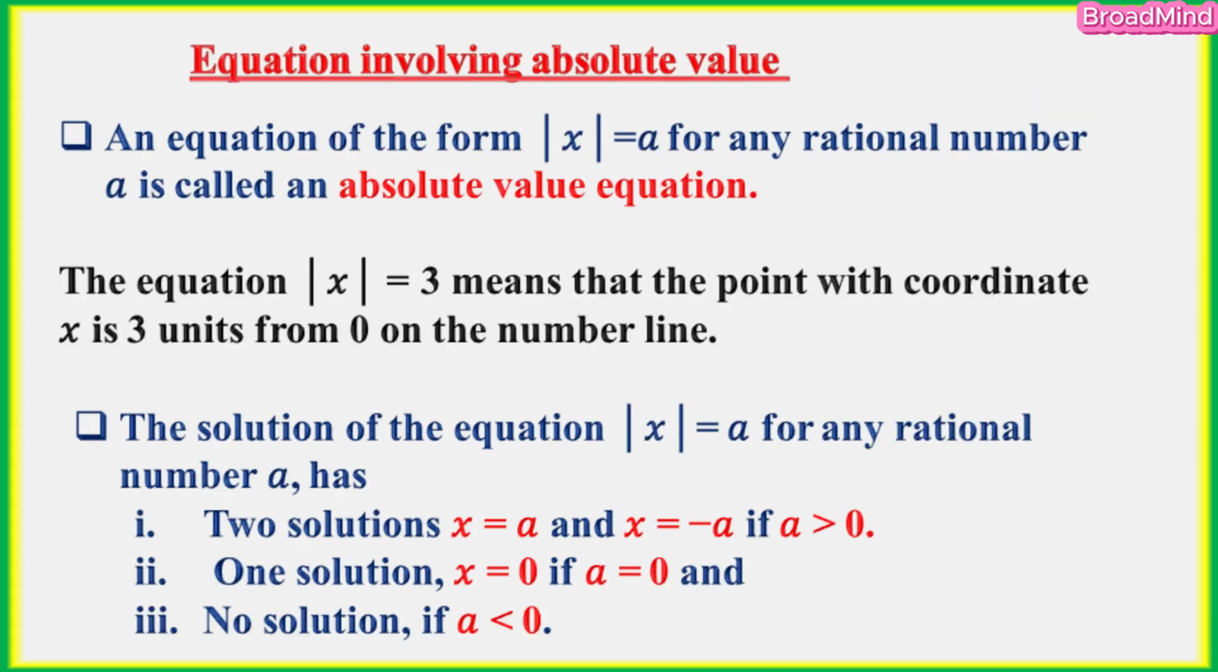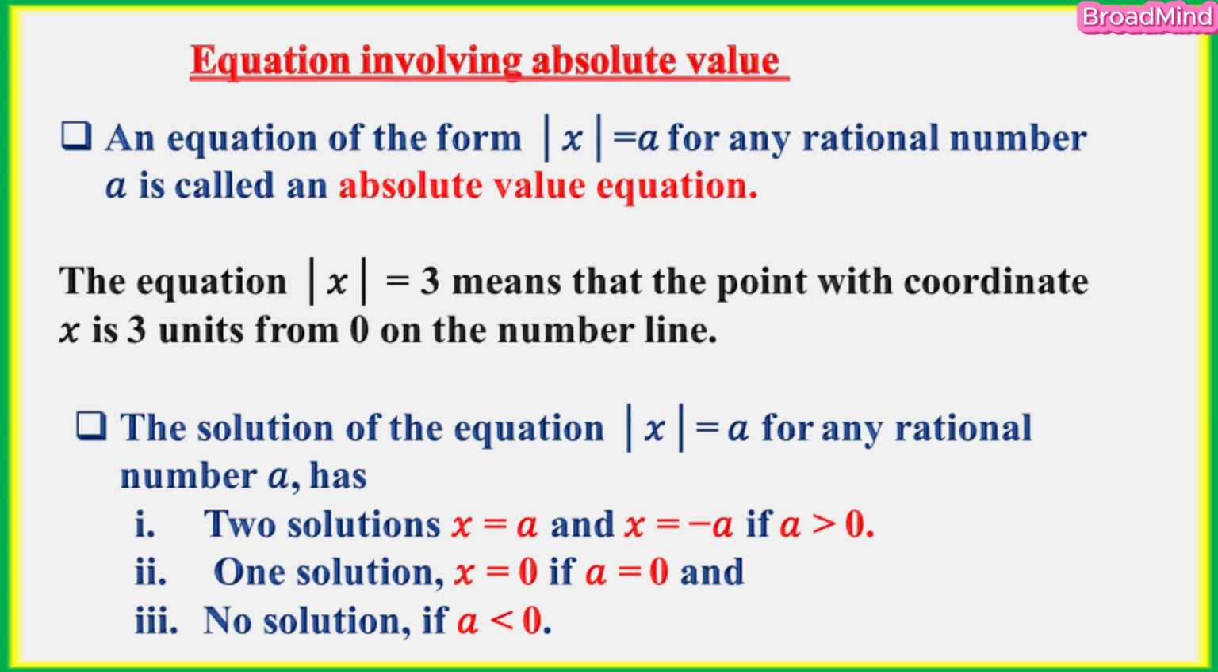Equation involving absolute value. An equation of the form absolute value of x is equal to a, for any rational number a, is called an absolute value equation. The equation absolute value of x is equal to 3 means that the point with coordinate x is 3 units from 0 on the number line.